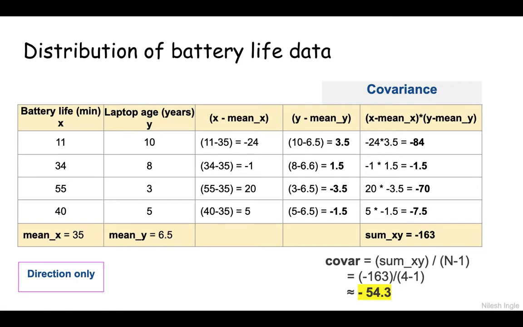Now, what the covariance tells us, the negative sign tells us, is that the two variables that we measured, the battery life and the age of the laptop, are inversely related. And that's exactly what we saw in the very beginning. So covariance does tell us the direction in which these data sets are aligned. Is it a positive direction? If one increases, does the other one increase? Or is it a negative direction? But it does not tell us how strong that inverse relationship is.